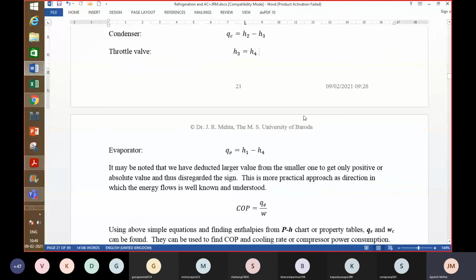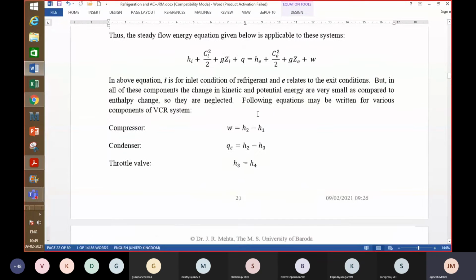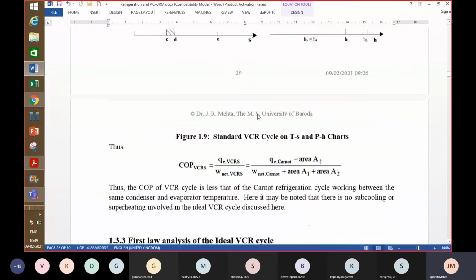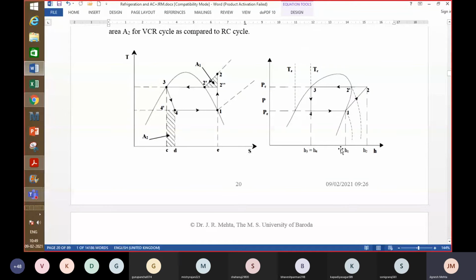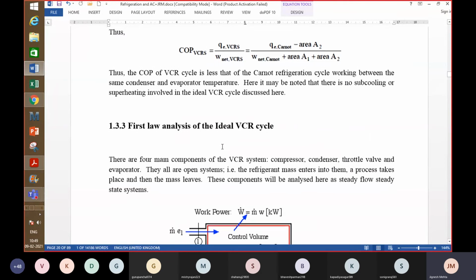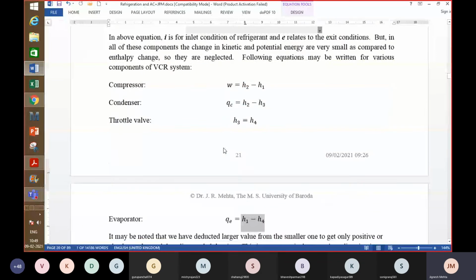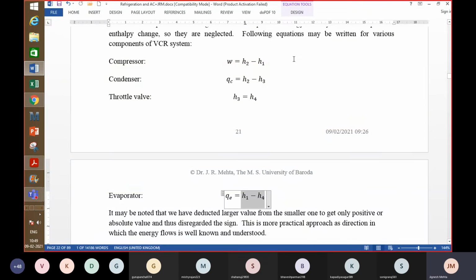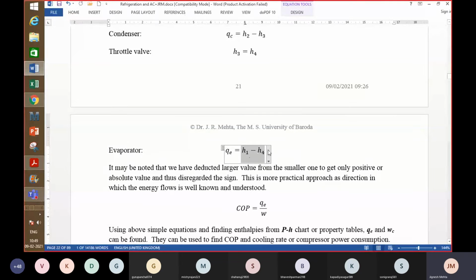For the evaporator, again similar to the condenser, the heat absorbed by the evaporator is equal to H1 minus H4. Again, we have done higher minus lower, right? So H1 is higher and H4 is lower. We have written all equations such that they give you a positive number, but you know that the compressor is going to consume work. You know that the condenser is going to reject heat. You know there is no enthalpy change here, and you know that the evaporator is going to absorb heat, or the system is going to accept heat, right?